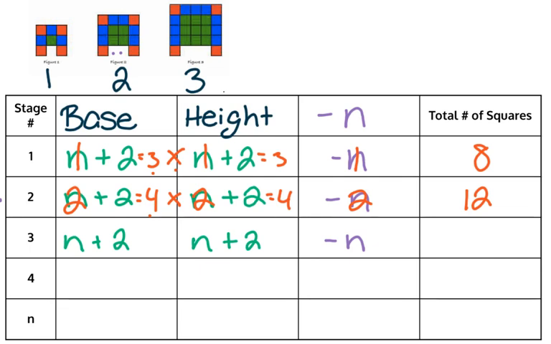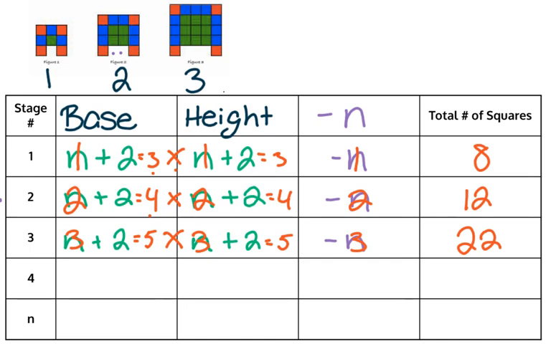And I can do the same for stage 3. Again, substituting 3 in for n, because n represents my stage number. I'm multiplying my base times my height. So 3 plus 2 is 5, 3 plus 2 is 5, and I'm subtracting 3. So if I do my base times height, 5 times 5 is 25, minus 3, I get 22. So if I double check stage 3, I do in fact have 22 squares in stage 3. So this shows me that my pattern will continue no matter what the stage number is.